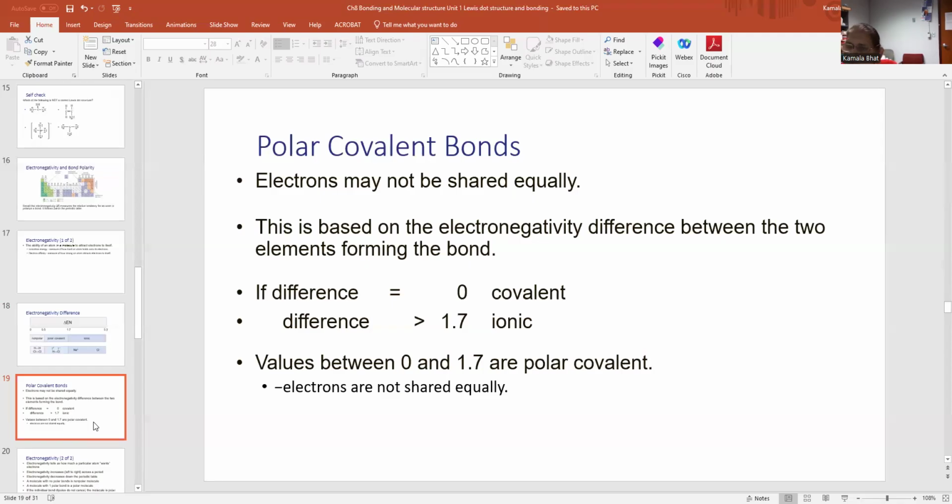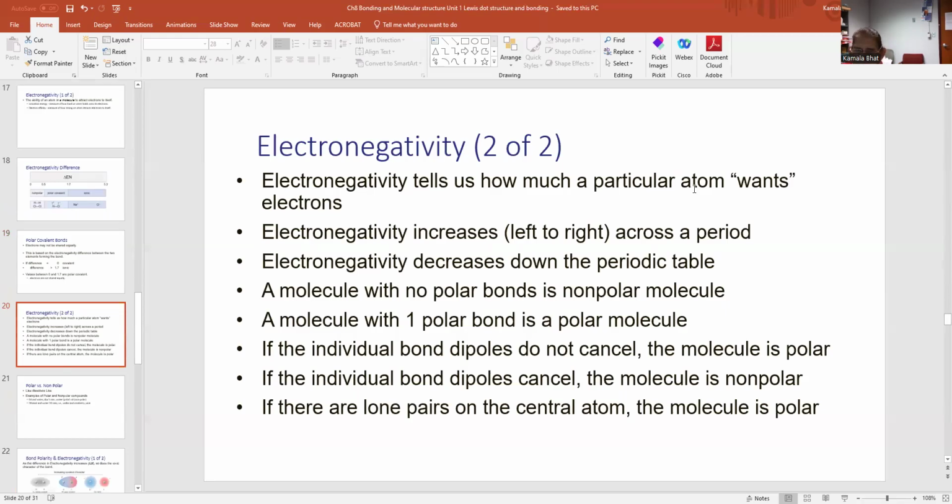If the difference is 0, then it is nonpolar covalent. If the difference is greater than 1.7, it is ionic. And between 0 and 1.7, as stated before, they are polar covalent. Electronegativity tells us how much a particular atom wants electrons. Electronegativity increases from left to right across a period and decreases down a group in the periodic table. A molecule with no polar bonds is a nonpolar molecule. A molecule with one polar bond is a polar molecule.